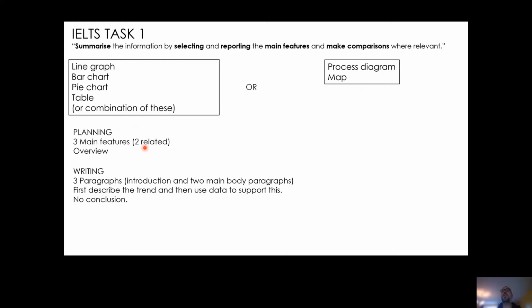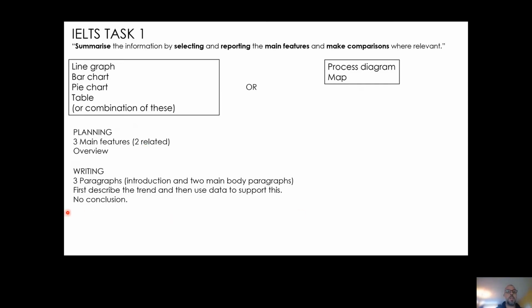An overview is not an introductory sentence like the maps show the town of blah, blah, blah, blah. No. The overview is the overall trend that you can see. One sentence or at most a couple of sentences which summarizes everything in the data.